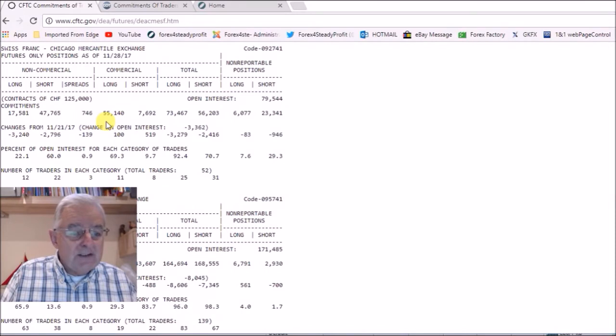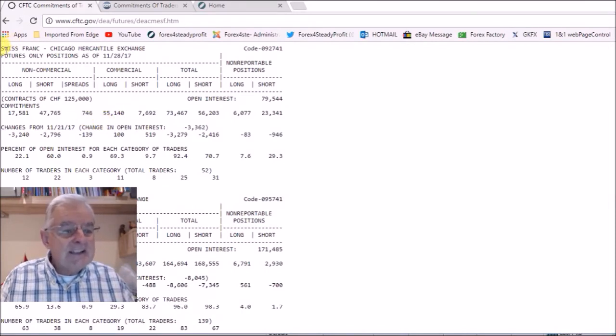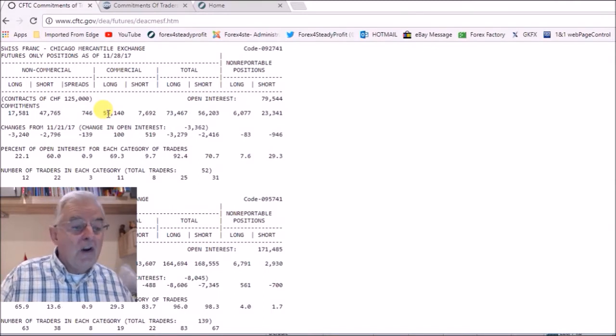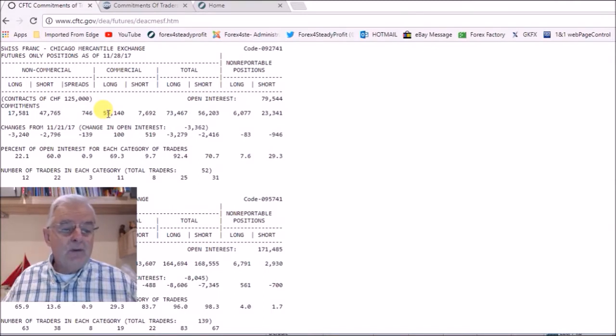Right, so if we look here, this is the Swiss franc, and you get the non-commercials, which are speculators, and then the people I'm interested in are the commercials. And I look at their positions, and I also like to plot them on a graph against the non-commercials because I'm looking for a divergence between the two, where the commercials will be either heavily long or short, and the speculators will be exactly the opposite way round.